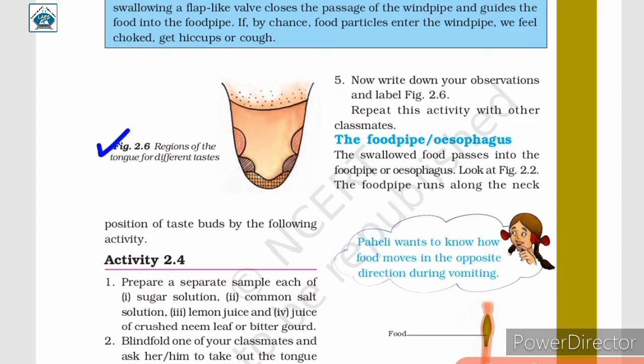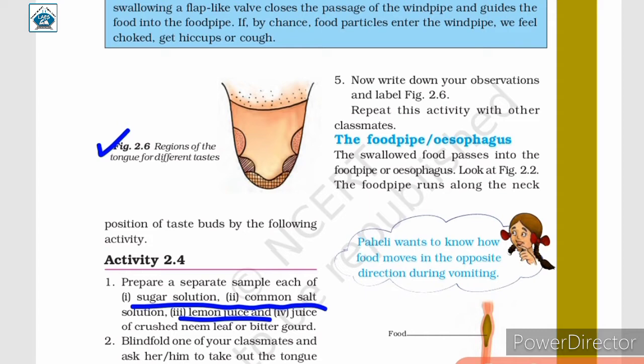So, as you can see here in figure 2.6, regions of the tongue for different tastes are shown, and we will be able to understand this better by performing this activity. So, for that, you need to prepare samples of sugar solution, common salt solution, lemon juice, and you need to make a bitter solution either by crushing neem leaf or bitter gourd. Next, you need to blindfold one of your classmates or your friends so that they are not able to see what type of solution they are tasting, and you need to ask them to take out their tongue and keep it in a straight and flat position.